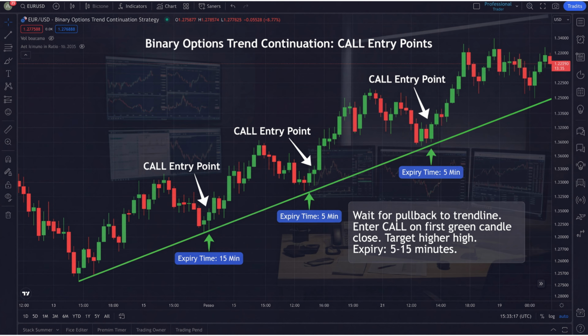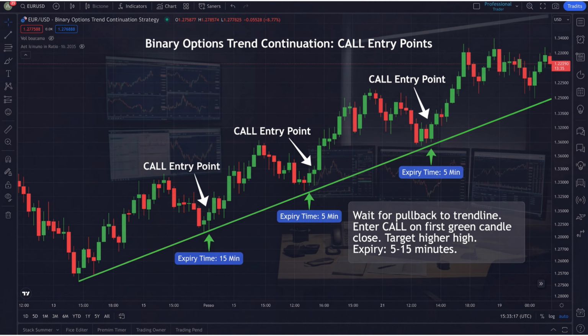The arrows on the chart show multiple examples where price respected the trend line and continued upward after the entry. The recommended expiry time is between 5 and 15 minutes, depending on how strong the pullback is and the time frame being traded. The target is simply the next higher high, following the overall bullish momentum. This strategy works best in strong, clean trends and requires patience, discipline, and confirmation before entering a trade.